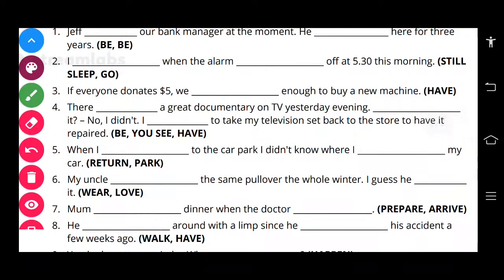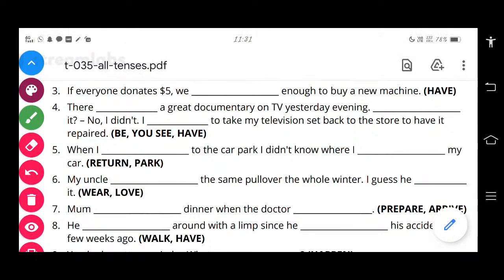So if we go through the reply, we can understand what question was put to the speaker or what question was put to the listener. So that is what we have to question ourselves at the reply. And the fourth question, when it comes to "I dash to take my television set back to store to have it repaired." Right, in this example, you have to think of 4 sentences. One is the reply and 3 questions have to be answered.